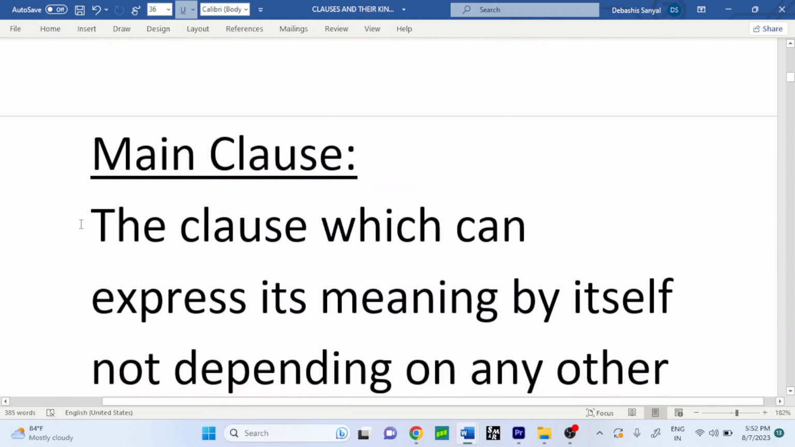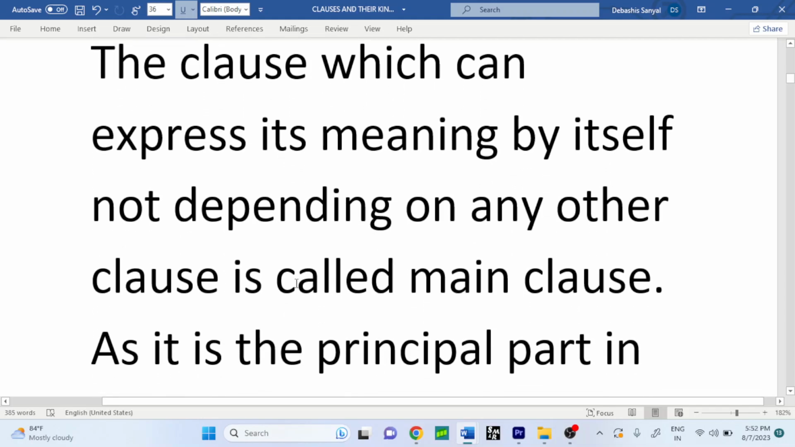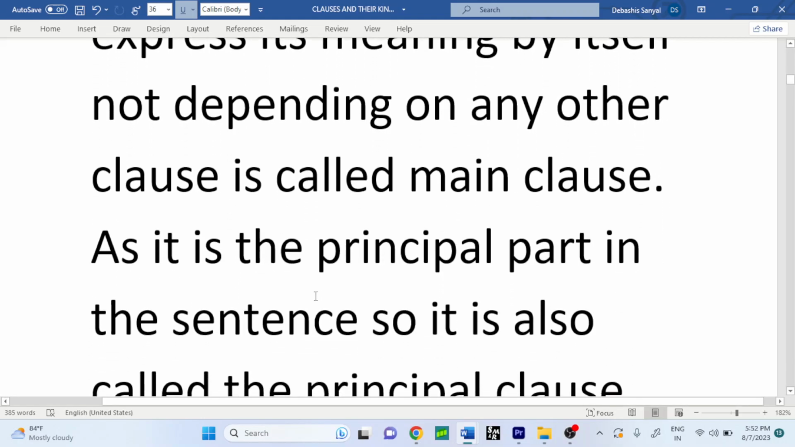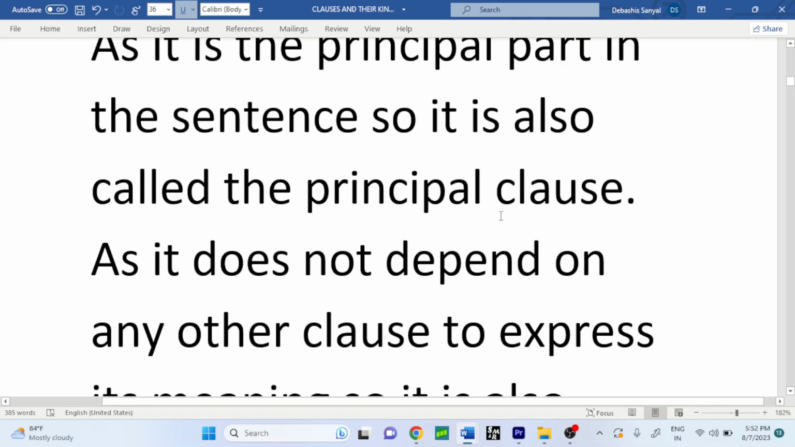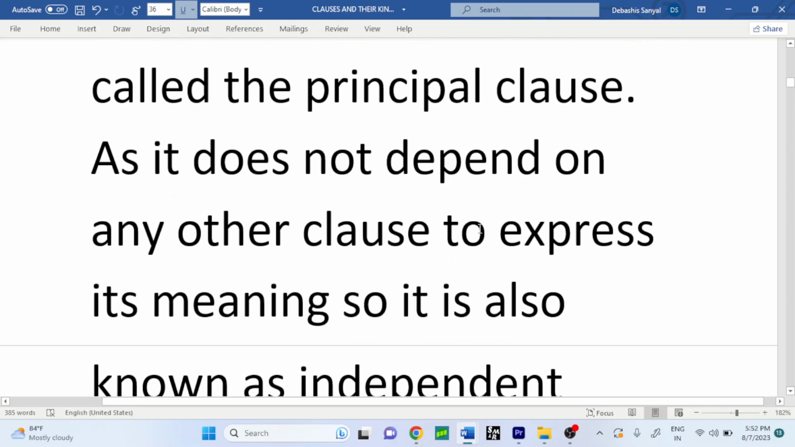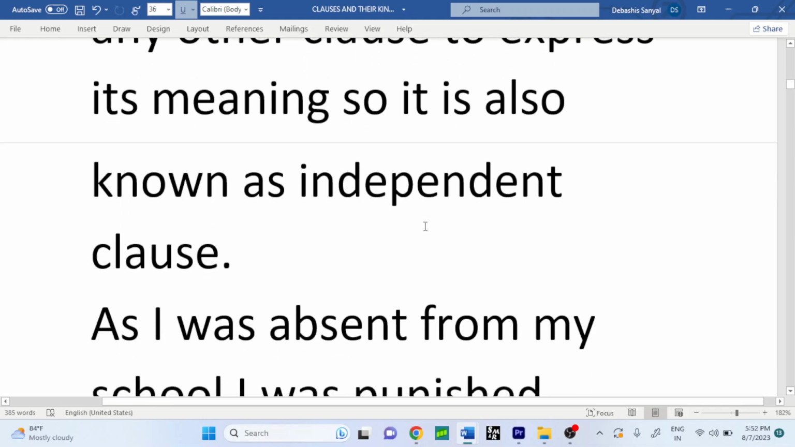See the definition of main clause. The clause which can express its meaning by itself, not depending on any other clause, is called main clause. Such types of clauses do not depend on any other clause to express their meaning. Actually, they can express their meanings by themselves. As it is the principal part in the sentence, it is also called the principal clause or main part. As it does not depend on any other clause to express its meaning, it is also known as independent clause.